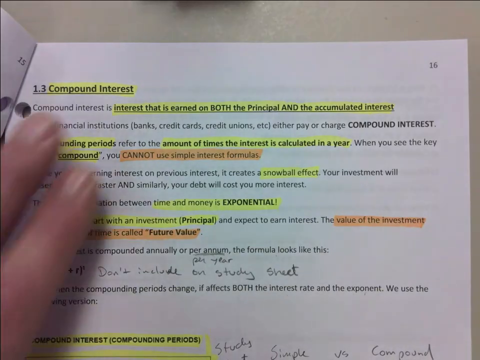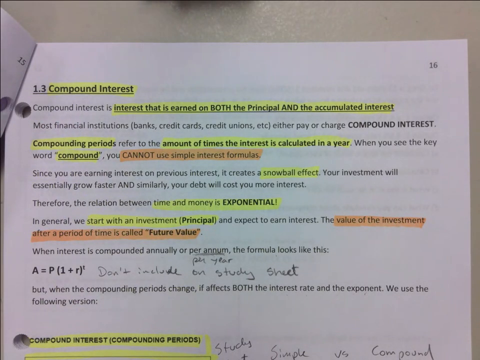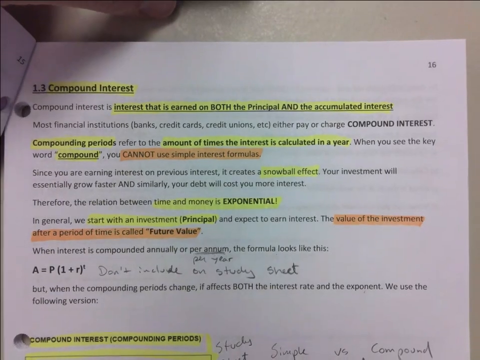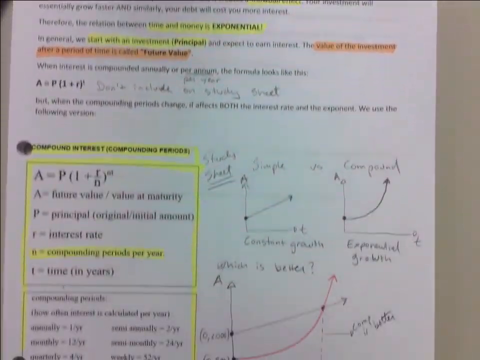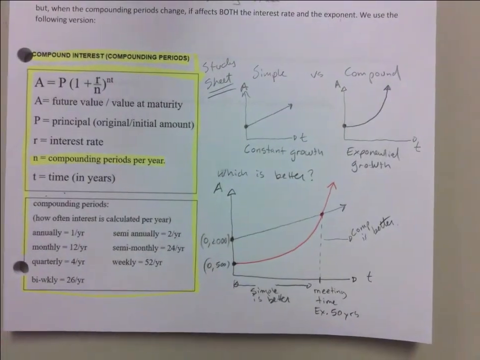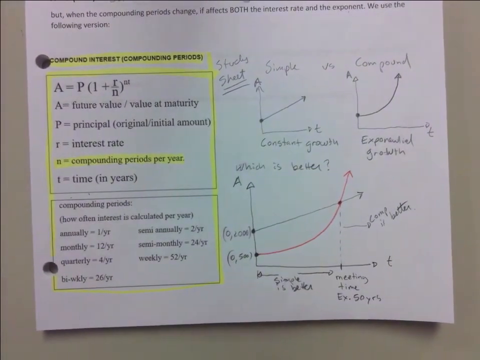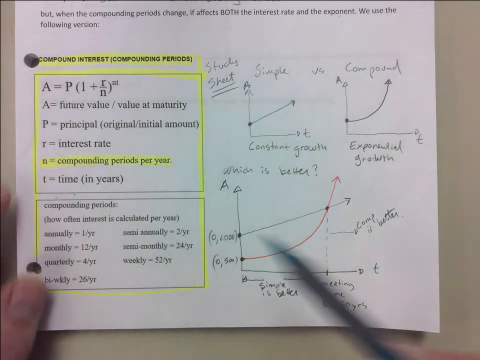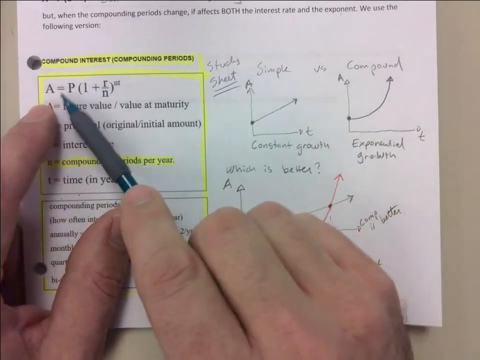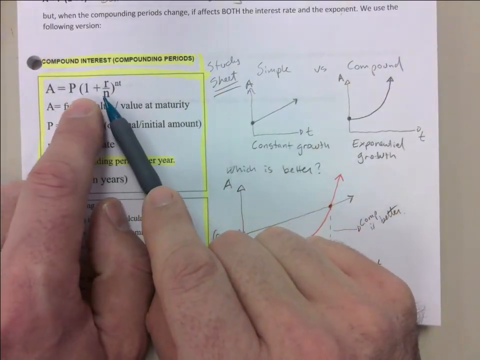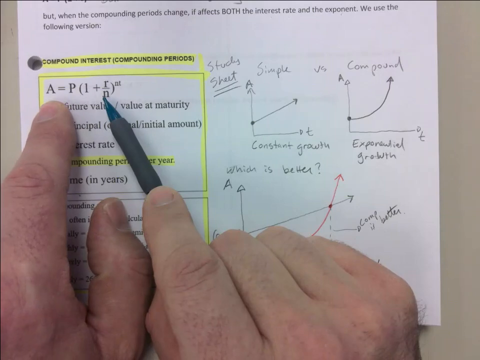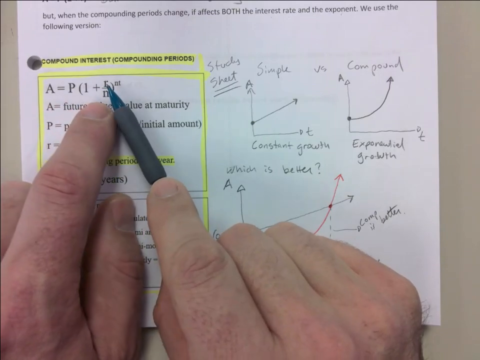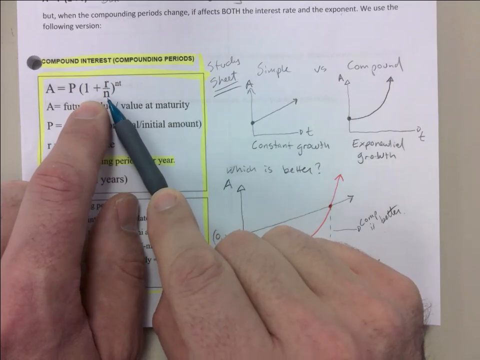All right, so we talked about the fact that compound interest is exponential. It's an exponential function. And we ended up here where you have your formula, right? This formula, if you think about it, has some similarities with the simple interest. However, the rate is divided by n.